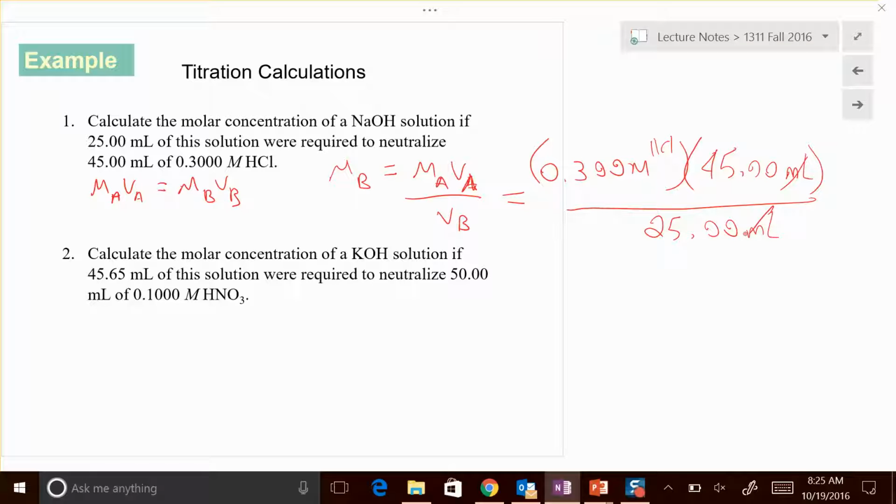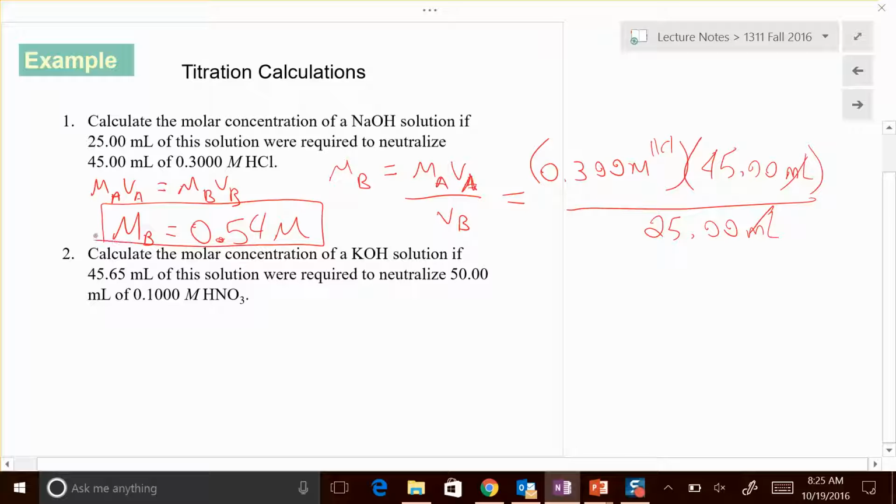So what is my base molarity? Okay, 0.54. So this is how I'm going to do these titration questions. Calculate the molar concentration of a KOH solution if 45.65 milliliters of the solution were required to neutralize 50 milliliters of 0.1 molar HNO3. Try to set that one up, and then I'll set it up in a second. Make sure you're doing it right.